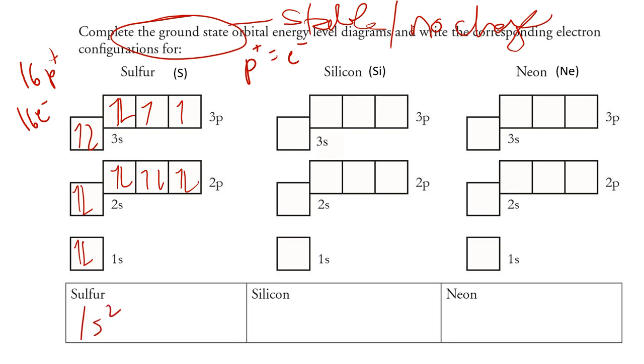1s2, 2s2, 2p6, 3s2, 3p4. Notice I do not put any spaces between. I do not put any commas or dashes or whatever. So do not do that. That's not part of the code.